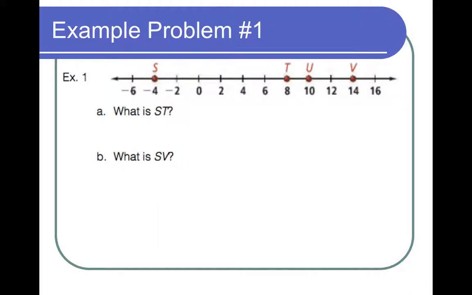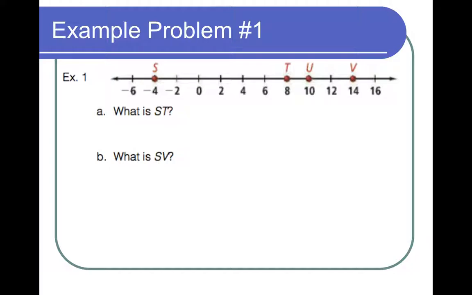All right, let's look at an example problem. Looking at this example, can somebody tell me what is the value of ST? How far is S away from T? I've heard some answers here. 12, okay. How could you get 12? You could have simply counted. It goes 1, 2, 3, 4, 5, 6, but each of these is 2, so it's actually 2, 4, 6, 8, 10, 12. S to T is 12.